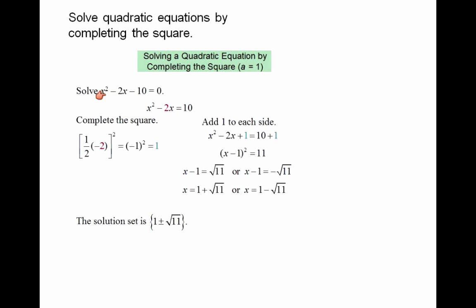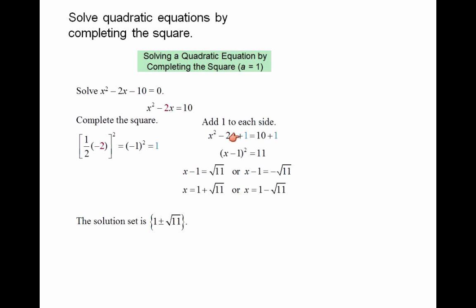If I add 1 to these two terms, I can complete the square. So in this case, I'm going to move the negative 10 to the other side of the equation, or add 10 to both sides of the equation. So I'm going to complete the square between these two terms, which contain the variable x. So we find that to complete the square, we need to add 1 to these two terms.